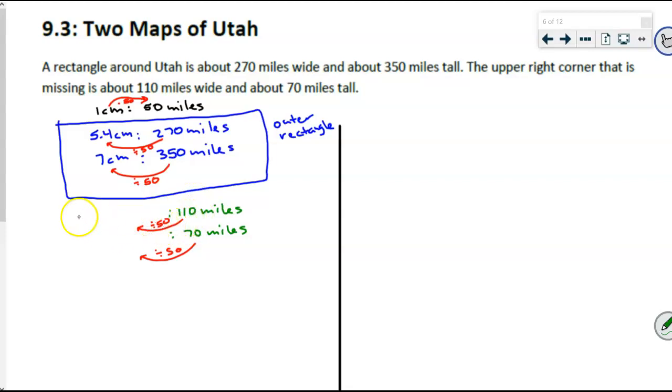110 miles divided by 50. What do you get, please, Alexis? 2.2. And what's the unit going to be? Centimeters now. Great. And 70 miles divided by 50 is, thank you, Devin, 1.4, and the units are centimeters. That's great. So remember, this is that inner rectangle that's cut out.